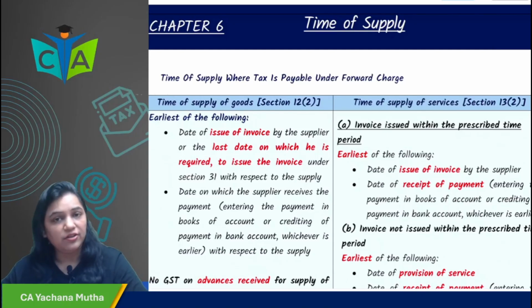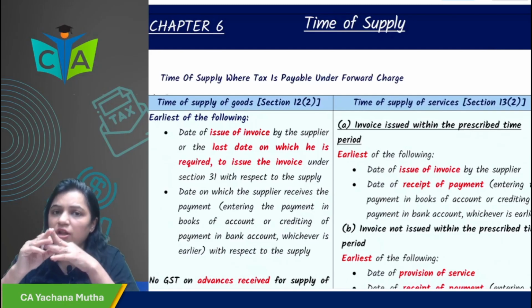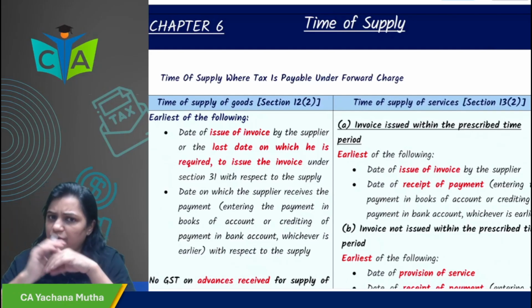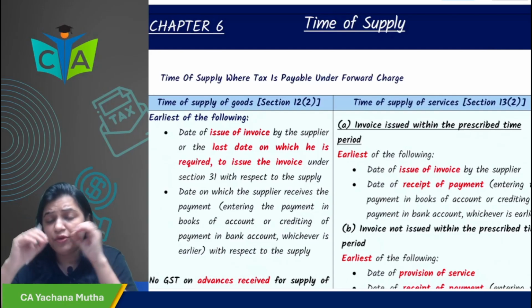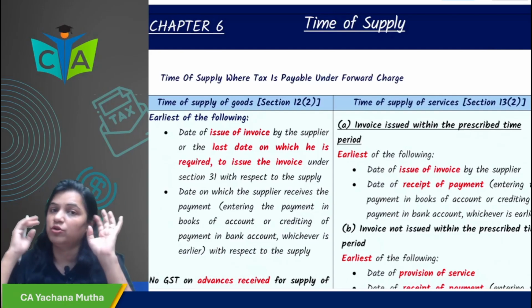So we were doing the marathon revision, and in this video we would be doing what? Time of supply and value of supply. Very quick revision, okay? Very important chapters from exam point of view.